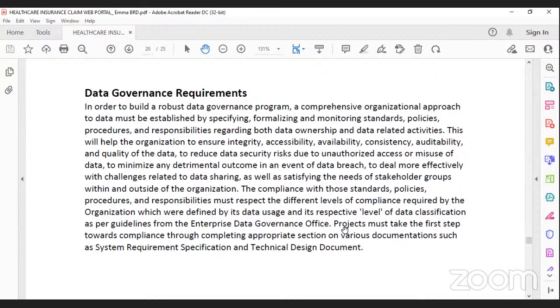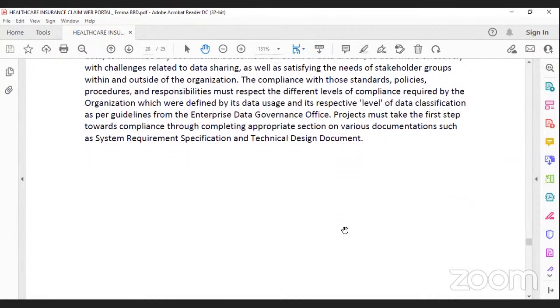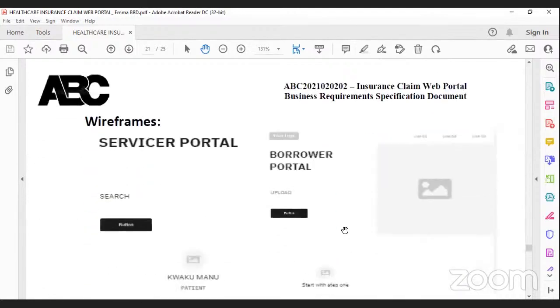We've just stated it in summary, to be able to deal more efficiently with data and also satisfy the needs of our stakeholders within and outside the organization. Yes, so the compliance against standards, policies, procedures, and responsibilities must respect the different levels of compliance as required by the organization, which were defined by the data usage and its respective level of data classification by this institution called the Enterprise Data Governance Office. So that is where we got this summary to be able to guide us in terms of our data guidance and in terms of our data requirements and procedures.